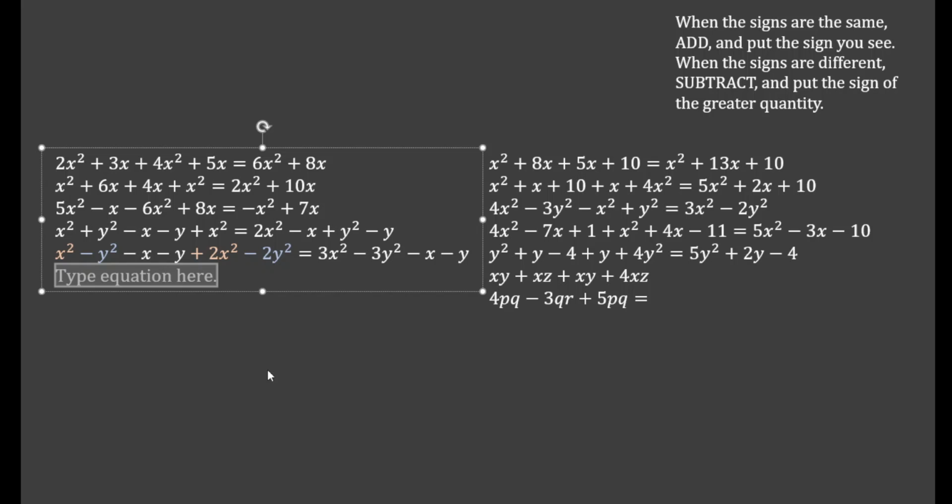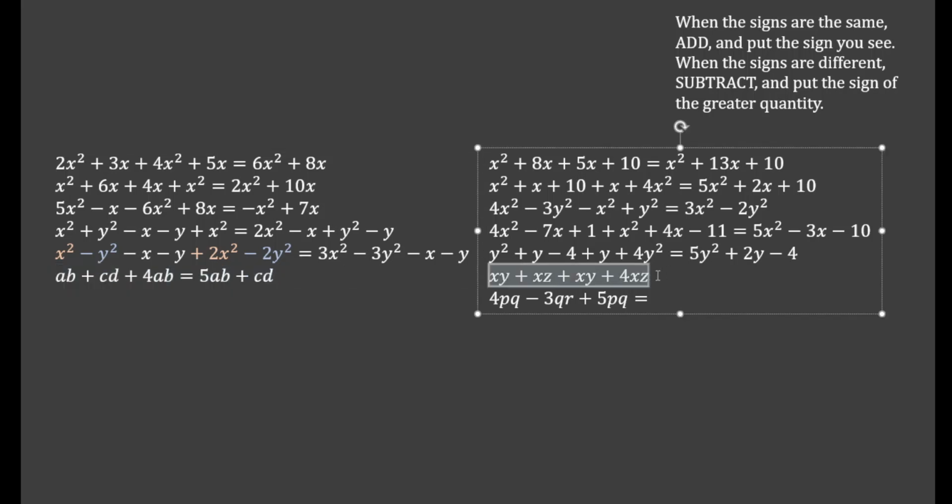Now we have AB plus CD plus 4AB. Again, the only things that are like terms are the AB terms. So this matches with this: AB and AB, the variables are the same, so this can be added. That would give me 5AB plus CD. There's nothing else to combine with the CD.